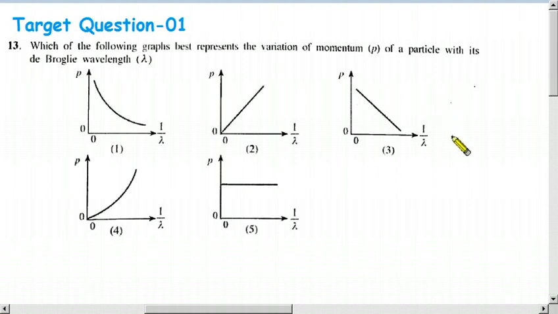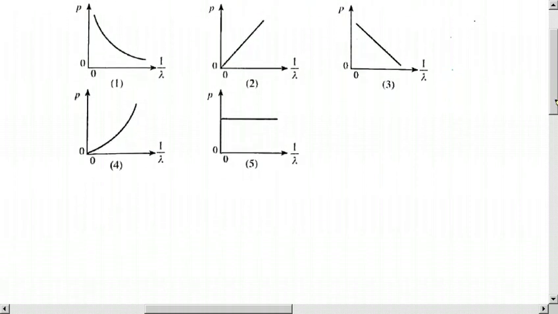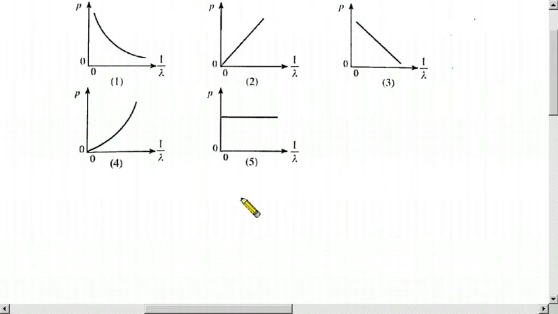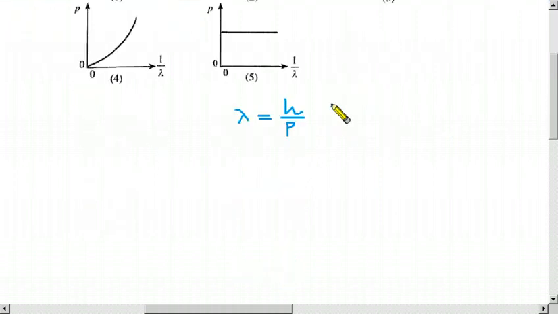So now I am going to solve it, because you paused the video. Here they have taken 1 over lambda on the x-axis. So lambda equals Planck constant divided by momentum. They have taken p on the y-axis. Therefore we have to take p to the left side. P equals Planck constant h divided by lambda. So now the left side is okay.